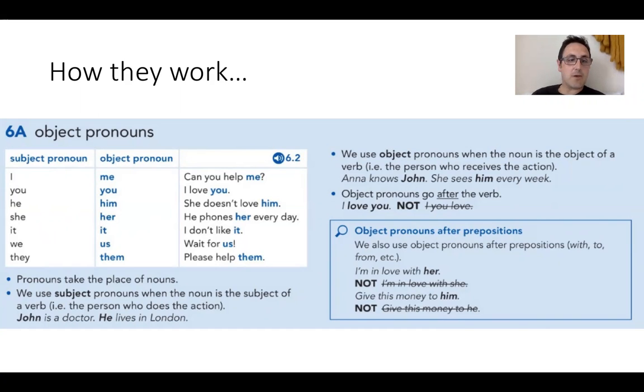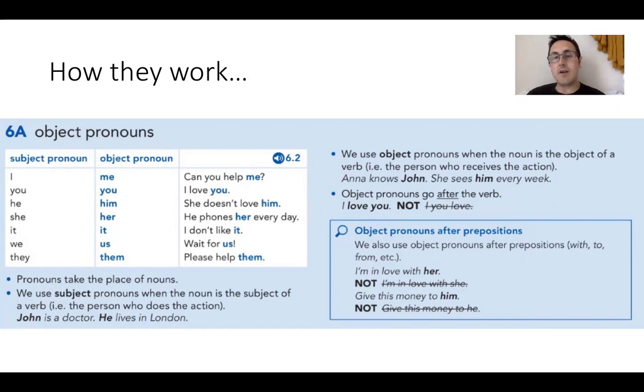So we use subject pronouns when the noun is the subject of the verb, like the person who does the action. John is a doctor. He lives in London. He performs the action of living in London. He's the subject of the verb.